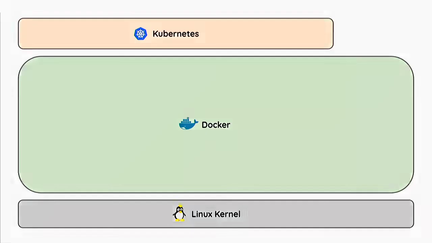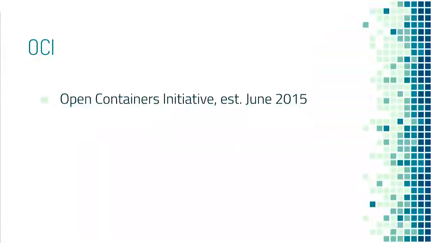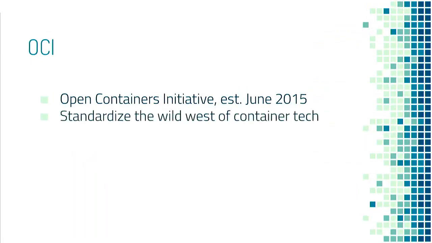So we started to add interfaces. The first interface we added was OCI. OCI stands for Open Containers Initiative. It was created early 2015, so really at the proto-Kubernetes age. It was really to standardize the wild west of containers. Everyone was doing containers in a slightly different way, and it was very confusing.